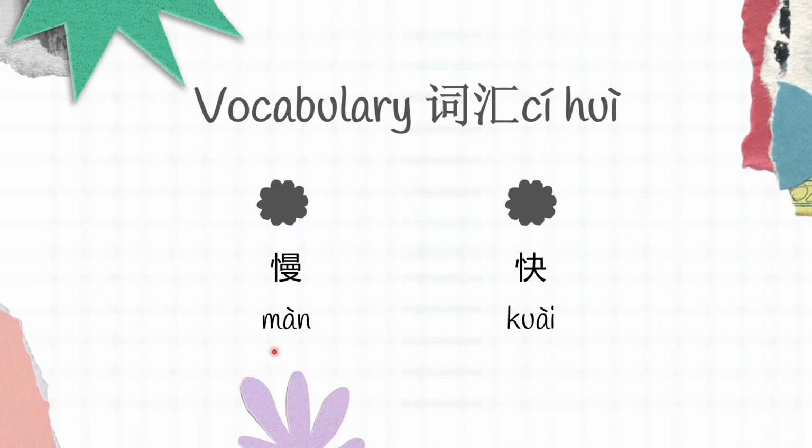In the next slide, we have two more vocabularies to learn. We have 慢, 快. Let's read together, guys. 慢, 快. So the meaning of 慢 is slow, while 快 here is fast.